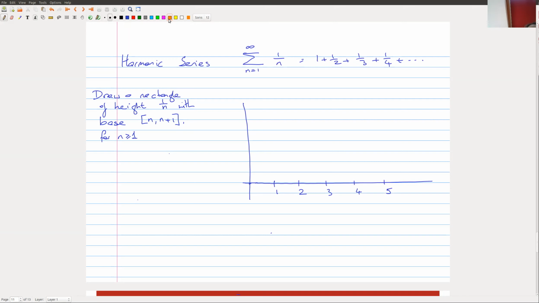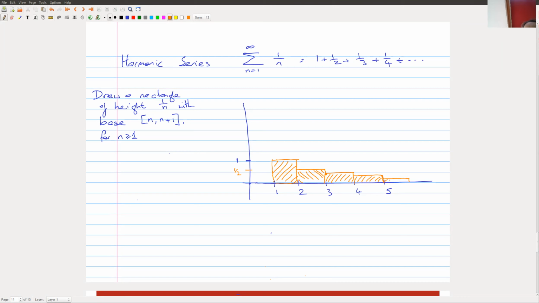Okay, so on the interval from 1 to 2 then, we're going to draw a rectangle of height 1, that's a square. And the area of that rectangle is 1 times 1, so it's 1. And then on the interval from 2 to 3, we're going to draw a rectangle of height 1/2. This is quickly going to become a bit of a mess. On the interval from 3 to 4, we're going to draw a rectangle of height 1/3. And on the interval from 4 to 5, we're going to draw a rectangle of height 1/4, and so on. And we keep at it, and then 1/5, and so on.